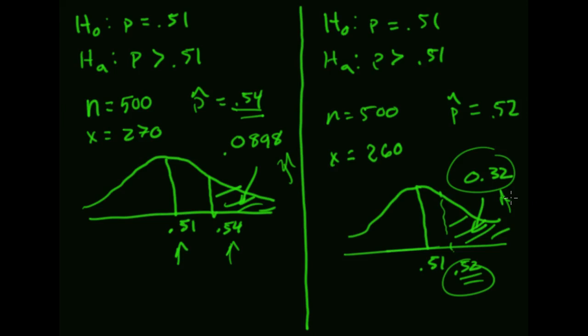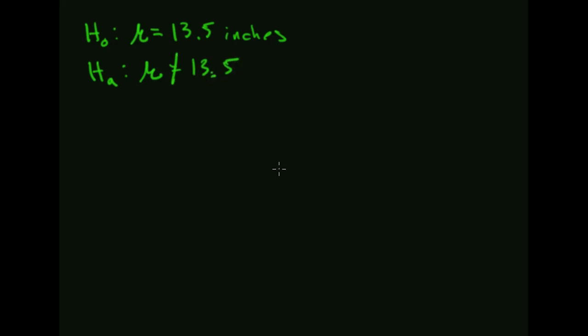Now, the two-tail test gets a little bit more convoluted, so we're going to take a look at that. So let's say I'm building a case for a laptop, right? And I believe that the mean width of a laptop is 13.5 inches. This is my claim. And whether I build the case too big or too small, I have a problem. So my alternate here is that the mean width of the laptop is not 13.5. It could be wrong in either direction.